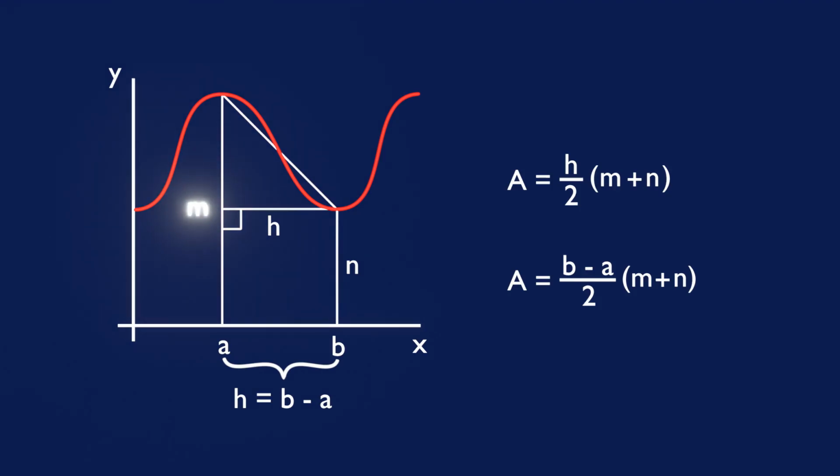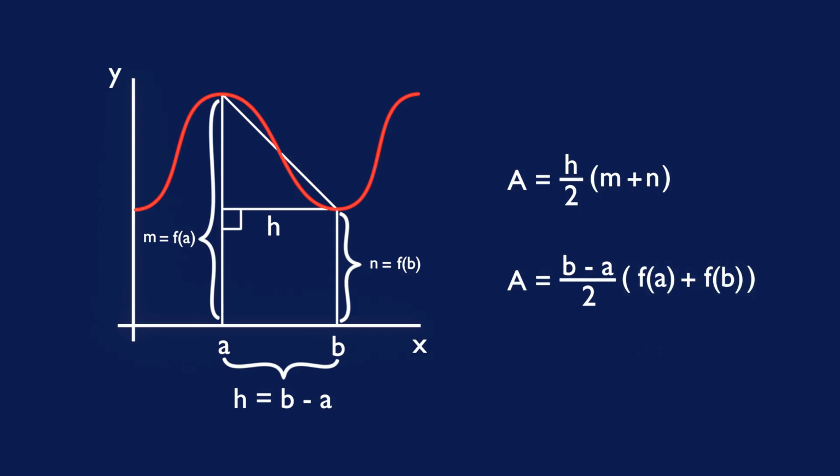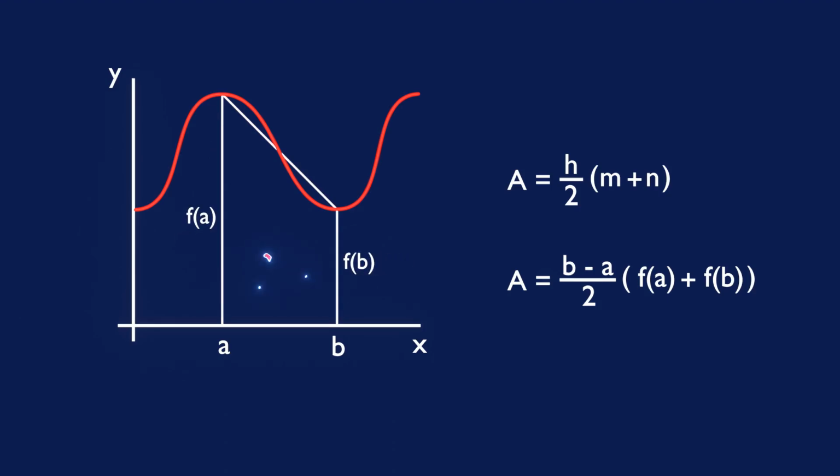We can see that the length of m is equal to the function value f of a, and for n it's equal to f of b. We replace m and n with f of a and f of b in our formula. You can see that the trapezoid makes a pretty good approximation of the area under the curve. But since this is now an approximation, we have to change the equal sign to the approximate sign.